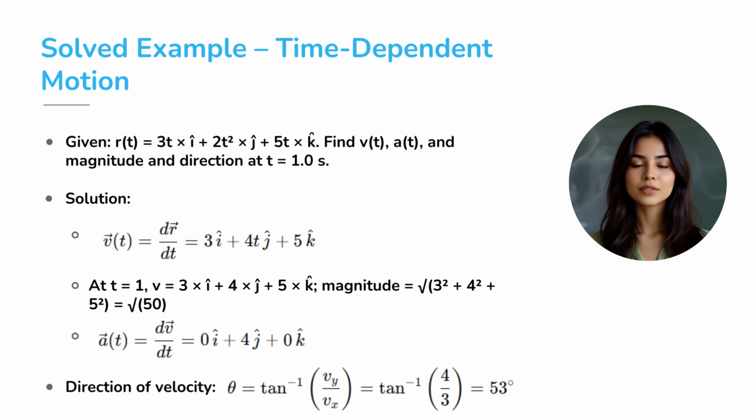Step 5. Finding the direction of the velocity vector. Finally, the direction of the velocity vector is calculated using the inverse tangent formula. Theta equals the inverse tangent of v sub y divided by v sub x. Substituting the values, we get the inverse tangent of 4 divided by 3, which equals 53 degrees from the x-axis.